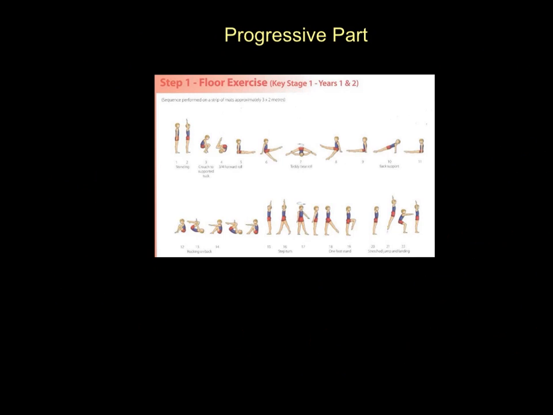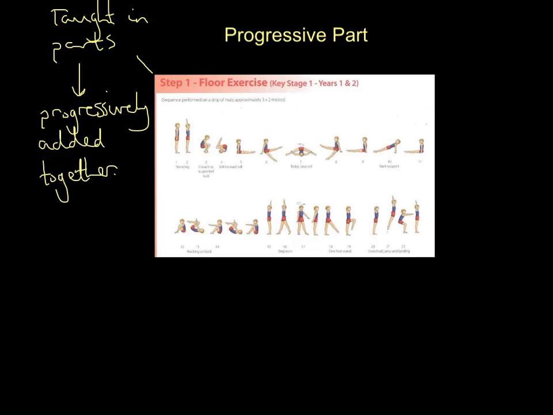Finally, then, we've got progressive part. What I've got here is just a picture from Classic Key Stage 1. This is primary school gymnastics. So remember, we're not always talking about elite athletes when we'd use these practice methods. We're talking about all abilities, all age groups, all sports. So here's years 1 to 2, and you've got a nice little diagram of a gymnastics routine, stages 1 to 22. Imagine you had to teach that to a group of primary school students. You would use the progressive part method. So we teach it in parts and we progressively add it together.